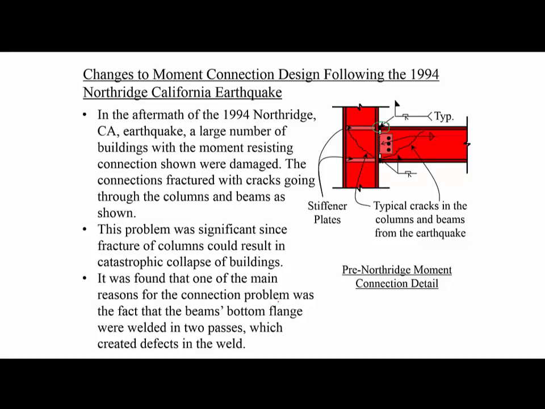And since this, especially the fracture within the column, can cause global failure of the building, this was very significant, and they basically decided to change this type of connection to make sure that the failure does not happen within the column, because failure of the column, as I mentioned, can create global failure, complete failure of the building.